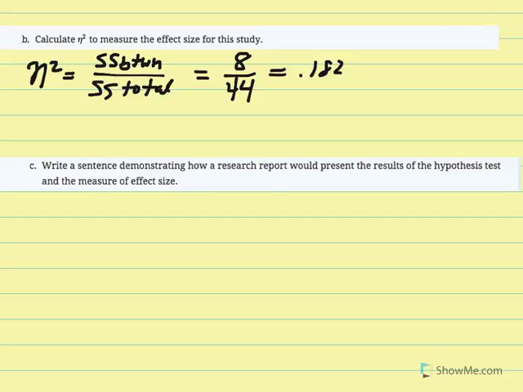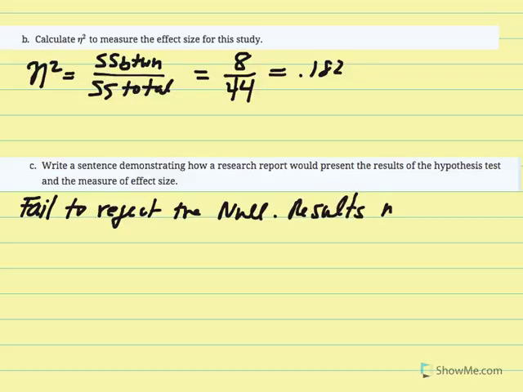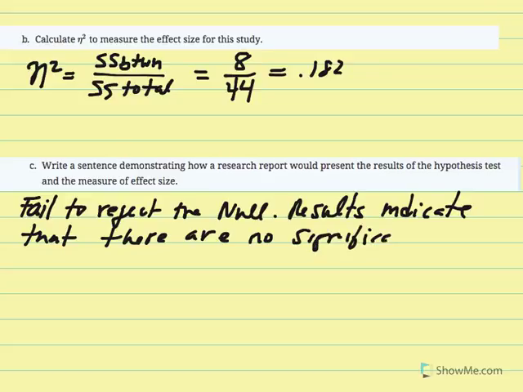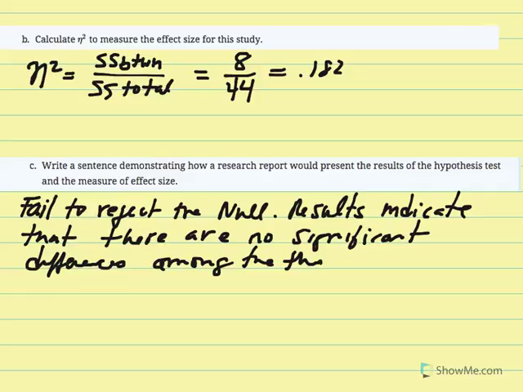The numerator was no different than the denominator. So to conclude, we would indicate that we fail to reject the null. Results indicate that there are no significant differences among the three treatments, levels, conditions, all can be used interchangeably.